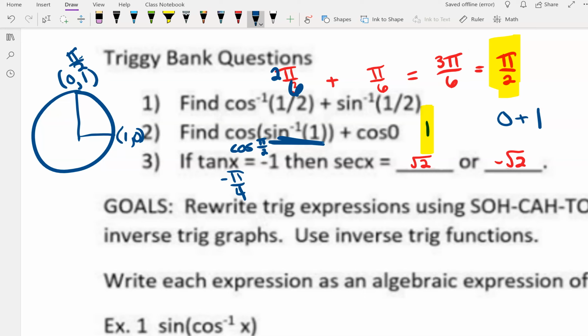Secant is the reciprocal of cosine. We know cosine of negative pi over 4 is going to be root 2 over 2. But we're going to do the reciprocal of that. So 2 over root 2, and then rationalize the denominator. So 2 root 2 over 2, the 2's cancel, we're left with just root 2.